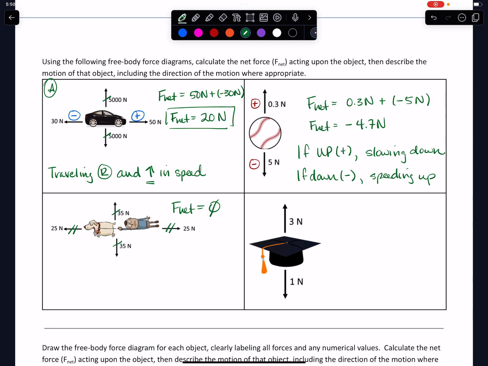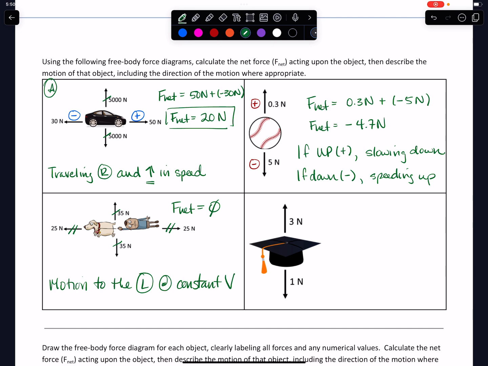Now, one option would be for everything to stand still, but the picture makes it look like they're moving. So I'm going to say motion to the left at constant velocity. Okay, because that seems reasonable for what's going on in that picture.